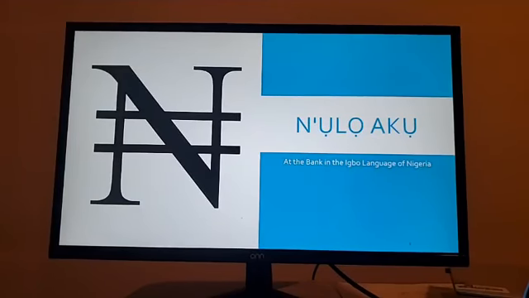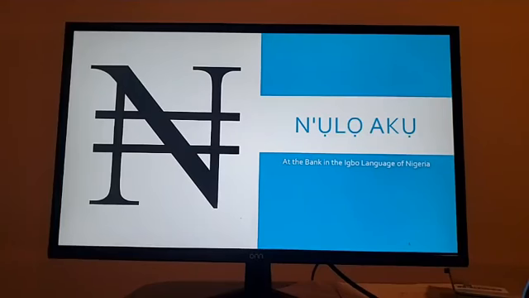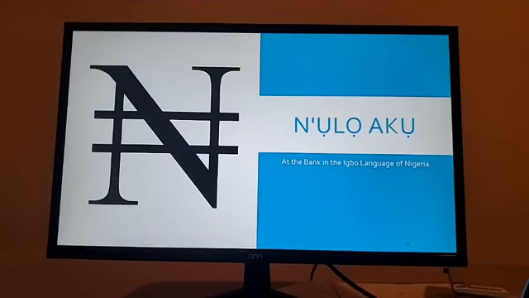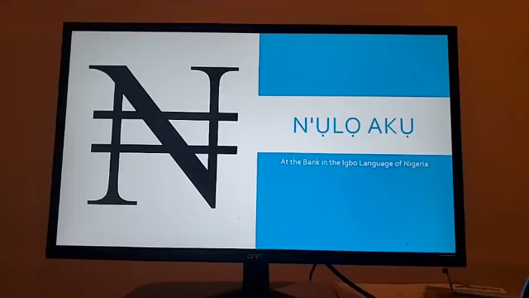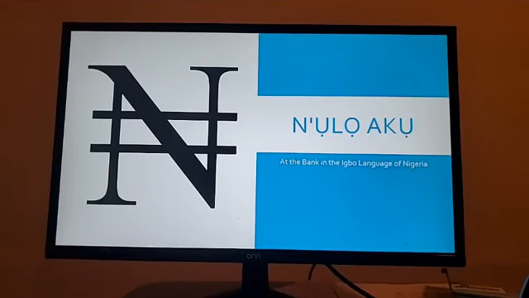As you can see on the screen, I have the sign for Naira. That's like the equivalent of the US dollar sign. And so the lesson today in learning the Igbo language, of course, as you know, I'm a student, not a teacher. So if you're a native speaker of the language, I encourage you to correct me and help me with pronunciations and everything in regards to it.